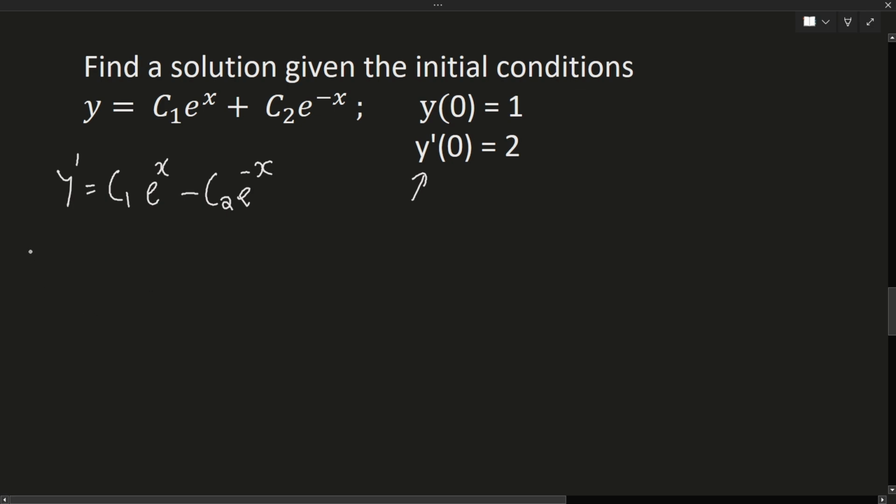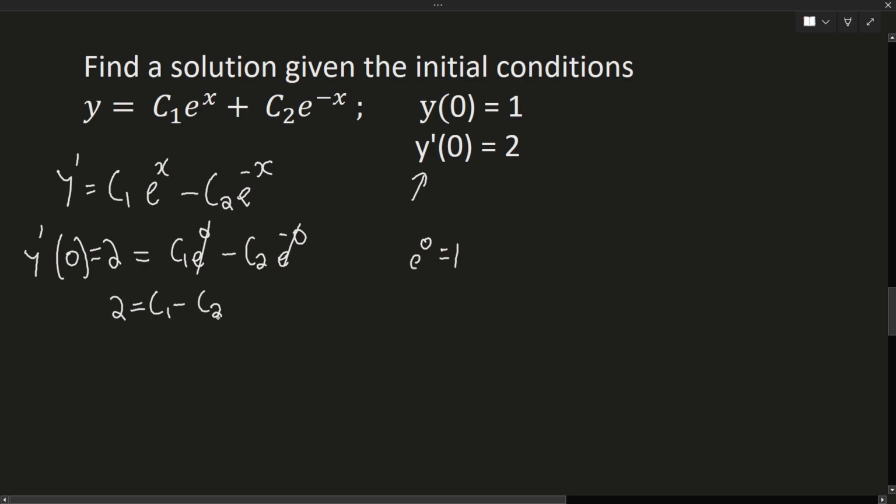That's it, okay? Now, y prime of 0 equals 2 equals c1 e of 0 minus c2 e of negative 0. E of 0 is equal to 1, so this doesn't matter. So 2 equals c1 minus c2. You don't have a complete solution like we did last time. That's why it's a little bit harder, but don't worry about it. It's still easy. You just send c2 to the other side. c1 equals 2 plus c2.